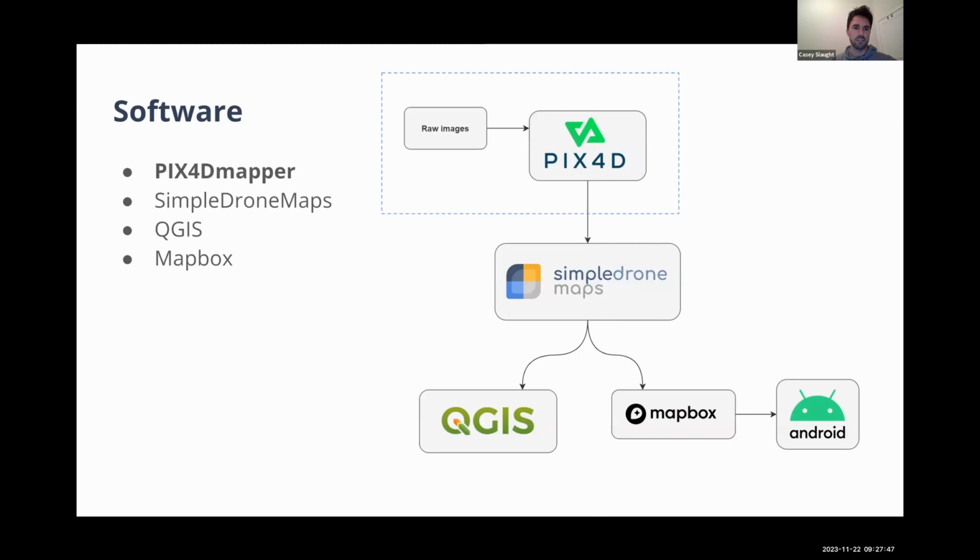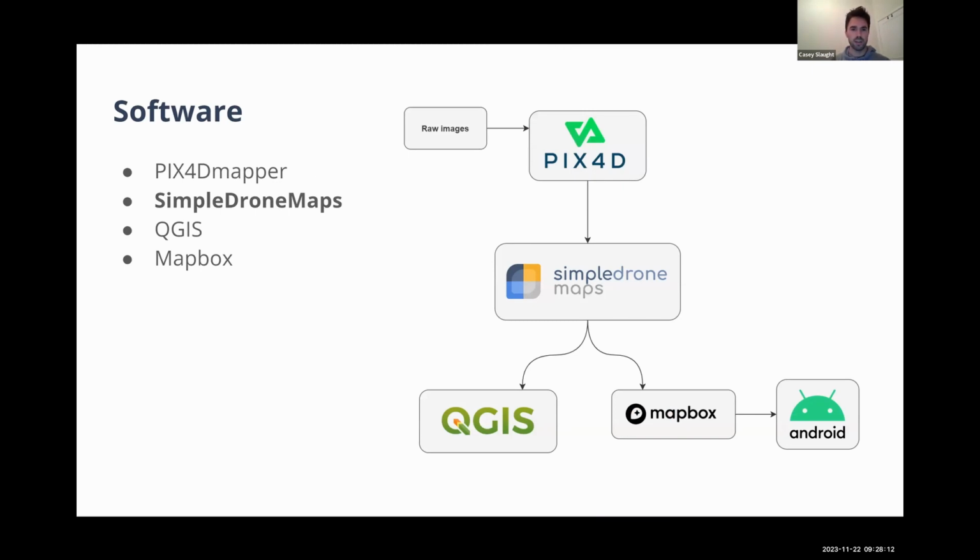So once we come back from a flight, we have a bunch of raw images, and you need software that's going to stitch all of those images together and assign coordinates to each pixel. So we use Pix4D Mapper for that. And then once we have that image, this is where the tool I built comes in, called Simple Drone Maps.